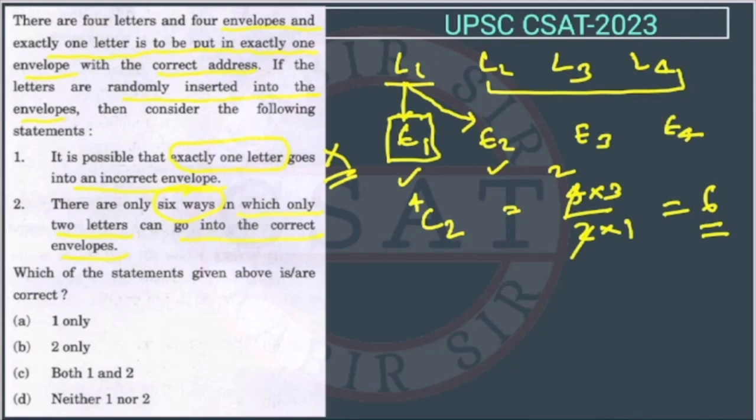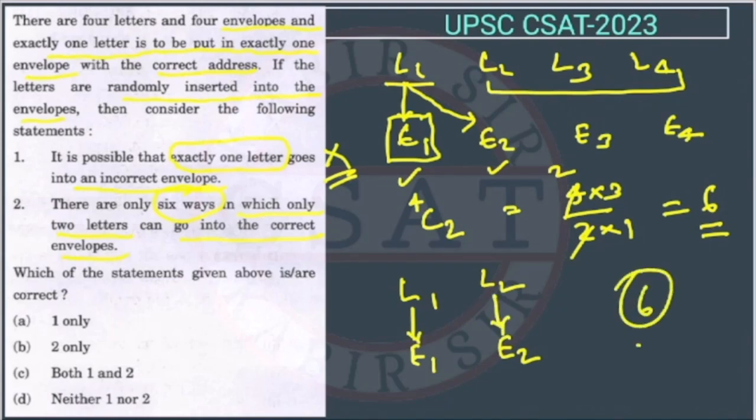So out of those 2 letters, the chance of their going in the correct envelope is only 1, right? So suppose we are selecting 2 letters, L1 and L2. Okay. Now there are 2 envelopes, E1 and E2. Okay. So only 2 letters can go into the correct envelope. So their chance is that L1 will go in E1 and L2 will go in E2. So there is no other chance. So the answer will be 6. Okay. So the second statement is correct. So the answer will be option B.